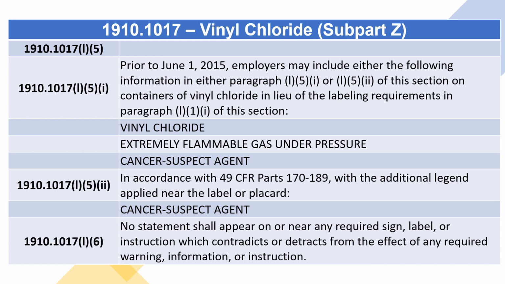1910.1017 L6. No statement shall appear on or near any required sign, label, or instruction which contradicts or detracts from the effect of any required warning, information, or instruction.